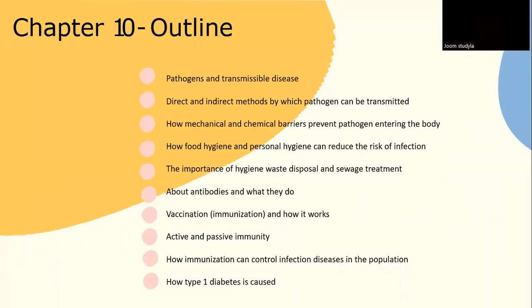In this chapter, you will find out about pathogens and transmissible disease, direct and indirect methods by which pathogens can be transmitted, how mechanical and chemical barriers prevent pathogens entering the body, how food hygiene and personal hygiene can reduce the risk of infection, the importance of hygienic waste disposal and sewage treatment, about antibodies and what they do, vaccination, immunization and how it works, active and passive immunity, how immunization can control infectious diseases in the population, and how type 1 diabetes is caused.